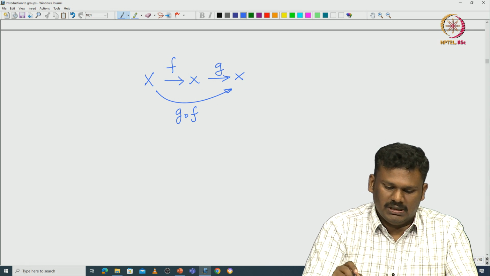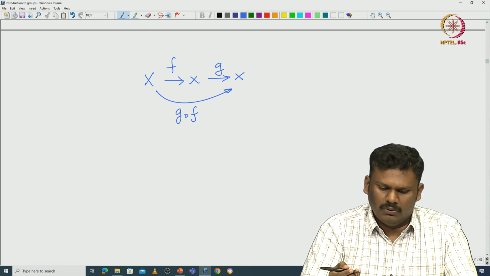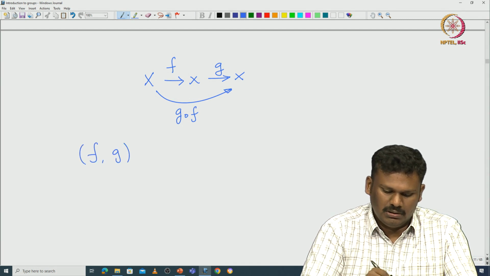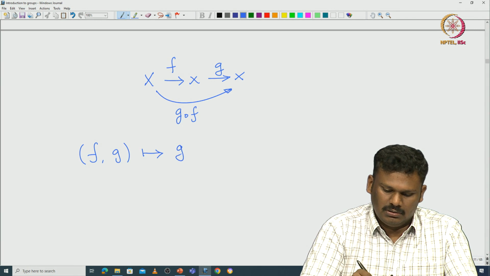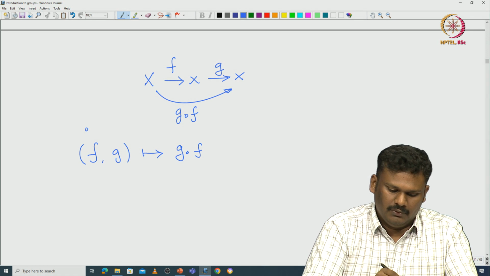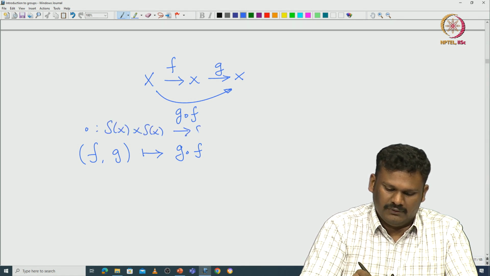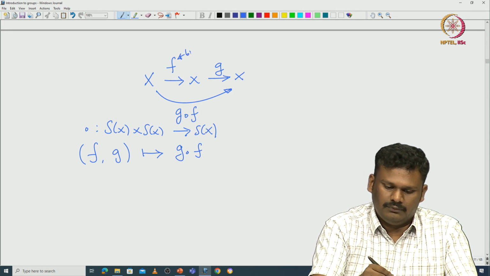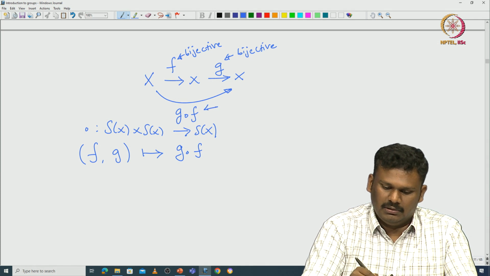Okay. So, this is your unique element associated with (f, g). So, given (f, g), you just send it to g composition f. So, this is a map from S(X) cross S(X) to S(X). So, note that if f is bijective and g is bijective, then g composition f is also bijective.